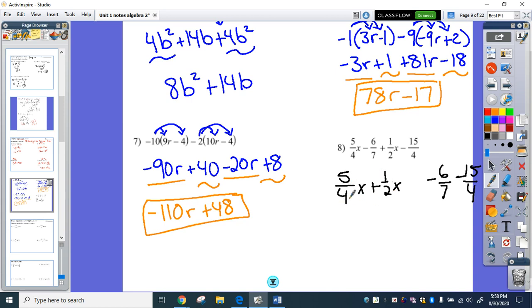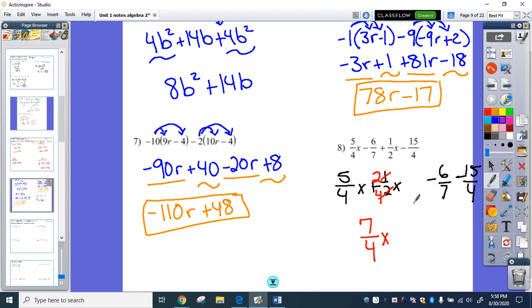Now, in order for me to add these two like terms together, I need common denominators. Well, the common denominator between 2 and 4 would be 4. So I can turn this 2 into a 4 by multiplying it by 2 and multiplying the same number on the top. So multiply 2 times 2 to get 4, 1 times 2 to get 2. Now I can add these together. Well, 5 plus 2 would get me 7. Leave the denominator, so 7/4 x.